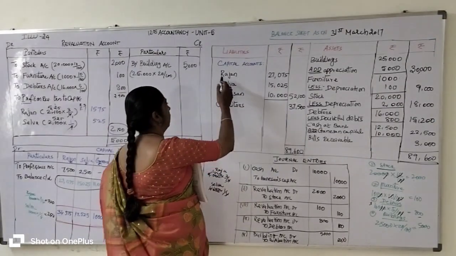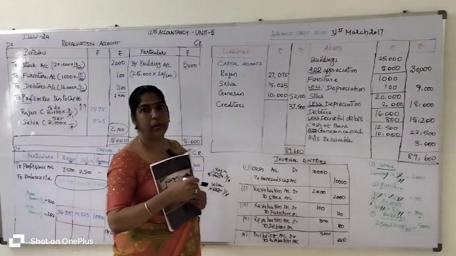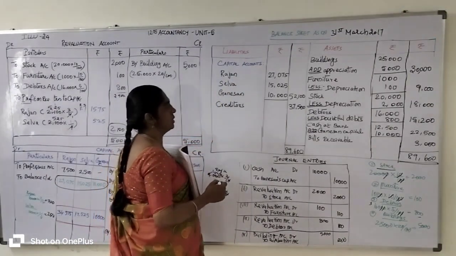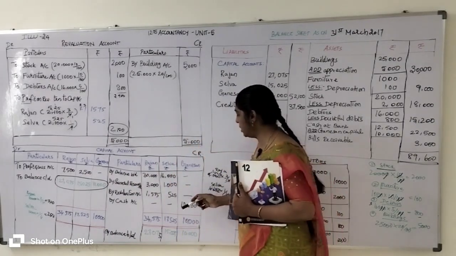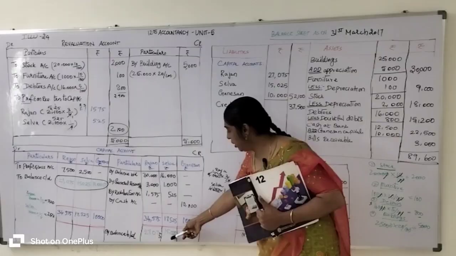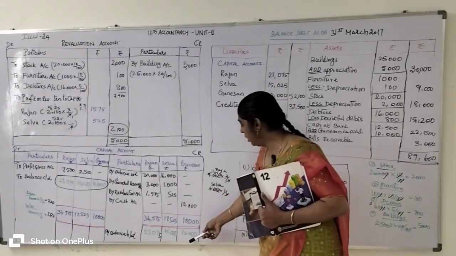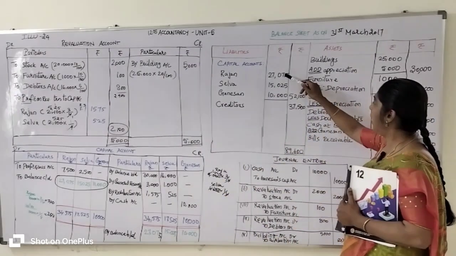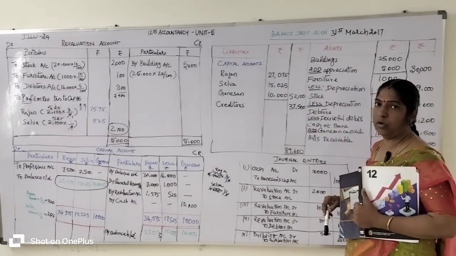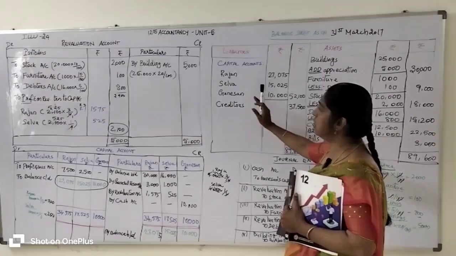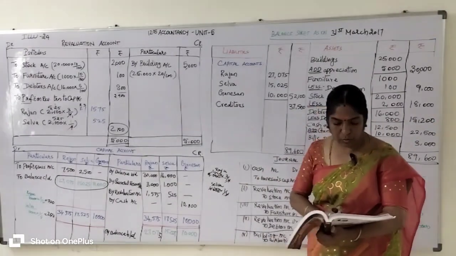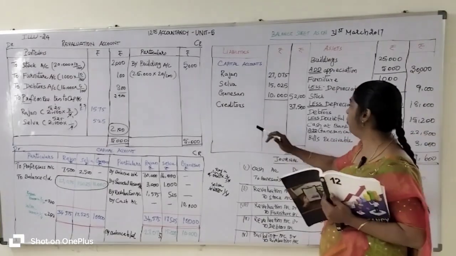Okay, who are the partners in the firm? There are three partners in the firm. Their names are Rajan, Selva and Ganesan. Their capital amount is 27,075 for Rajan and 15,025 for Selva and 10,000 for Ganesan. After adding, you will get 52,100 rupees capital account value. Okay. Then, which items are related to liability? You are going to enter here. So, creditors given in the question 37,500 rupees we entered.